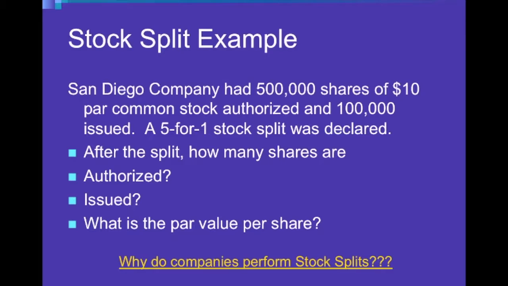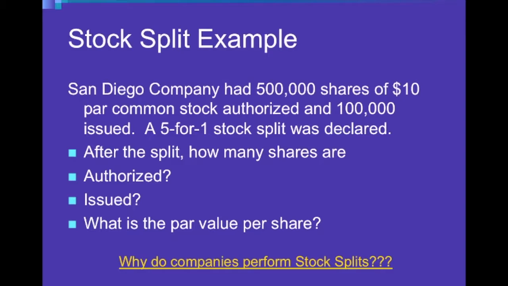So this stock split example that it gives us here, it's a San Diego company, had 500,000 shares of $10 par common stock authorized and 100,000 shares issued. A 5-for-1 stock split was declared. So with this stock split, what happens is we're basically changing the makeup of our common stock account. So if we're declaring a 5-for-1 stock split, that means for each of those old shares that were authorized and issued, we're calling them back in, and we're issuing 5 shares of this new stock in its place. Right? So we're just changing the fundamental makeup of our stock.